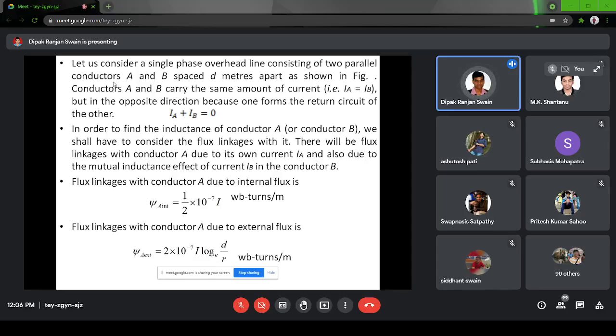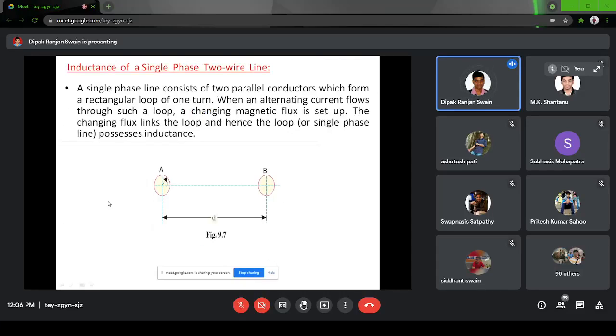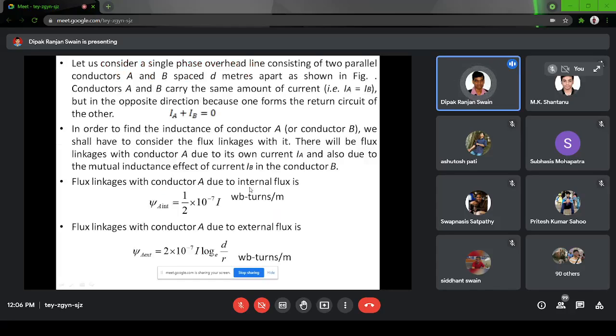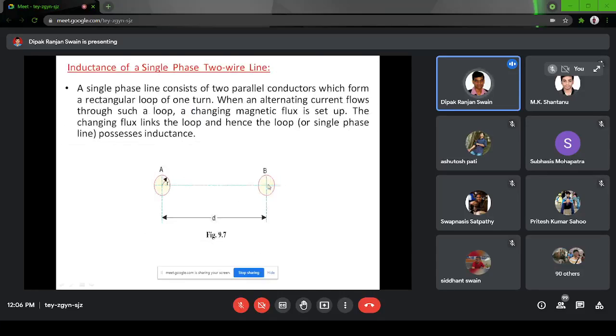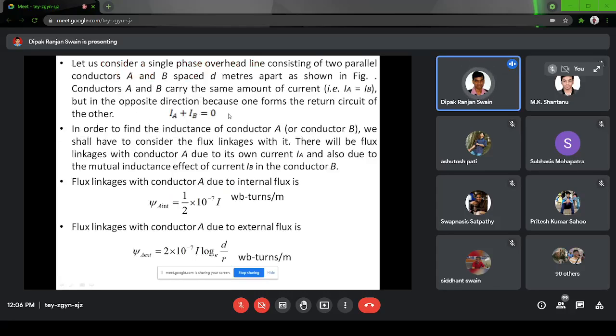Let us consider a single phase overhead line of two parallel conductors. As I have told, if one is phase and the other neutral, one will be carrying a current from source to load, and the other will be carrying a current from load to source. So the direction of the currents will be opposite of each other, and the sum of these two currents is equal to 0.